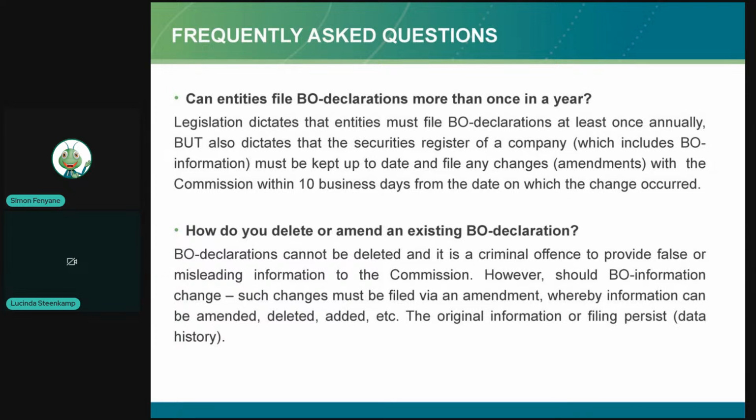So how do you delete or amend an existing BO declaration? Beneficial ownership declarations cannot be deleted, and it's a criminal offense to provide false or misleading information to the Commission. However, should BO information change, such changes must be filed via an amendment whereby information can be amended, deleted, added, etc. The original information or filing still persists in terms of our accurate, verifiable, and real-time beneficial ownership register.